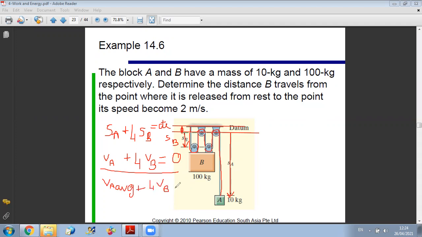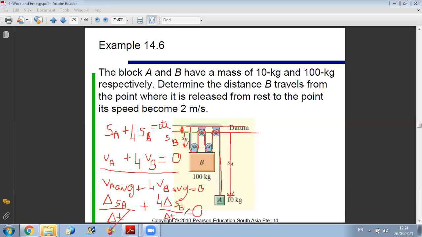We know that average velocities are calculated as delta S over delta T. So I can replace V average by delta SA over delta T, and I can replace VB by delta SB over delta T. So I get delta SA over delta T plus 4 delta SB over delta T equals 0. And now delta T can be simplified. So I can get a relation between displacement of A and displacement of B.